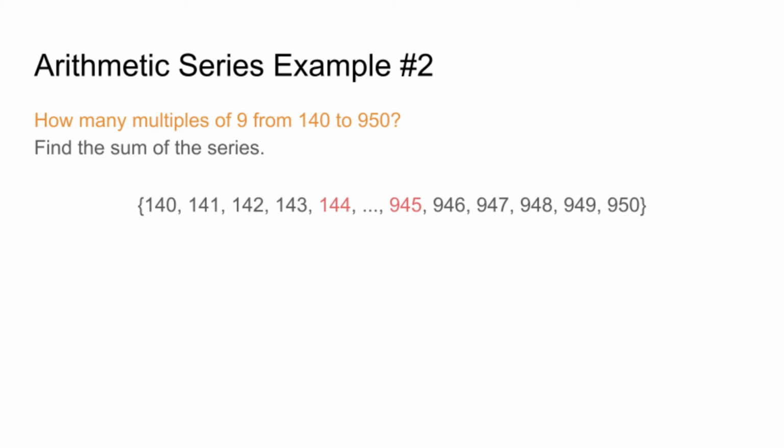Certainly, it would be a mistake to try to attempt to start listing out multiples of 9. So let's use the techniques that we already know. First, let's find the first and last element in the list. The first multiple of 9 from 140 is 144. Obviously, we know 144 is divisible by 12, and both 12s here are divisible by 3, so 144 is also divisible by 9. From 950, the closest element here that's divisible by 9 is 945.